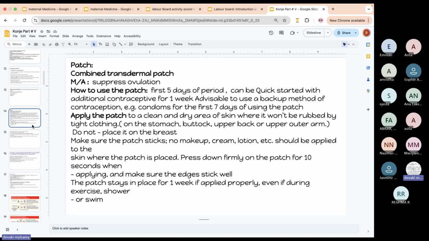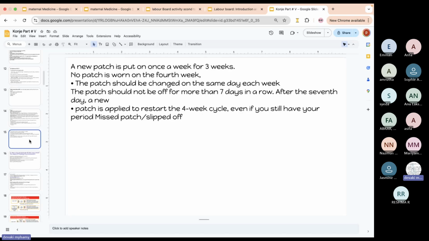Make sure the patch sticks: no makeup, cream, lotion, etc. should be applied on the skin where the patch is placed. Press down firmly on the patch for 10 seconds when applying, and make sure the edges stick well. The patch stays in place for 1 week if applied properly, and you do not need to remove it while exercising or showering.